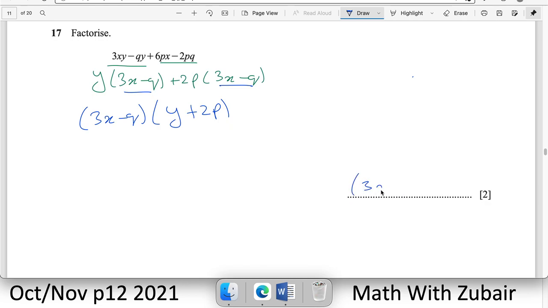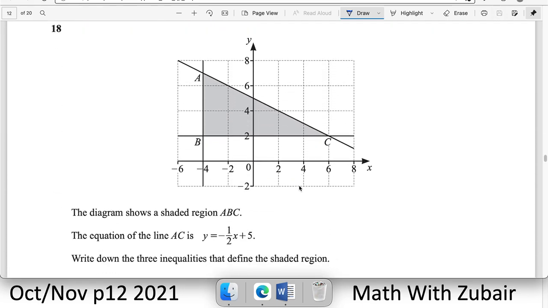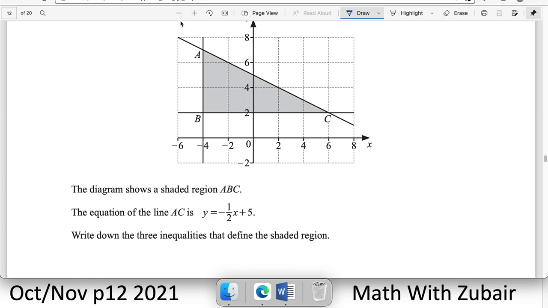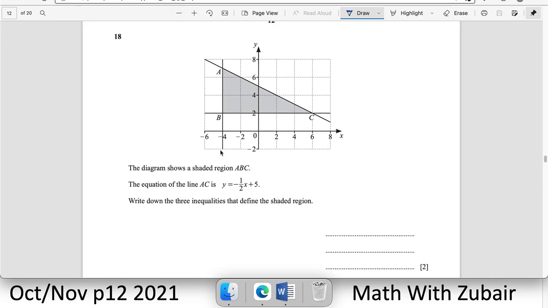Do not forget to write your answers in the answer space. There's no penalization, but please follow this. Question number 18. Inequalities shading.